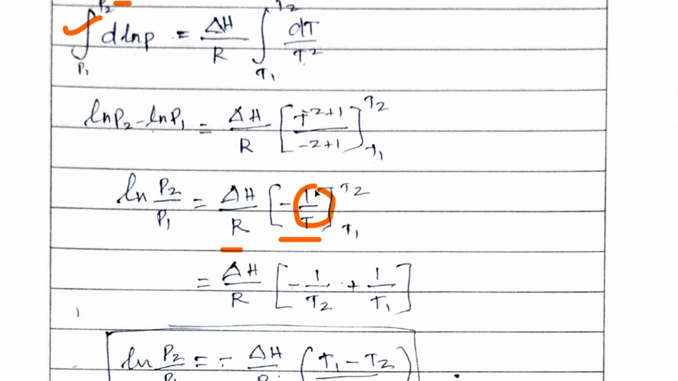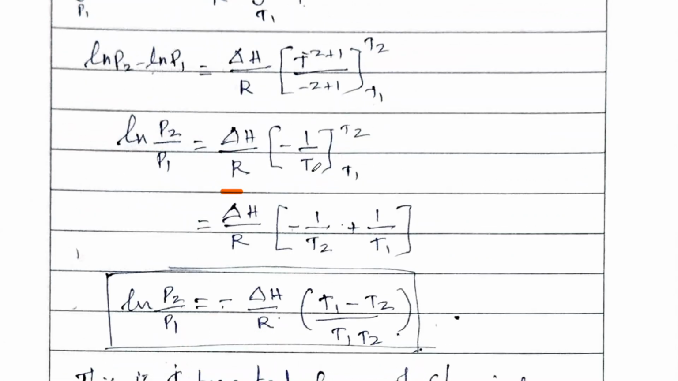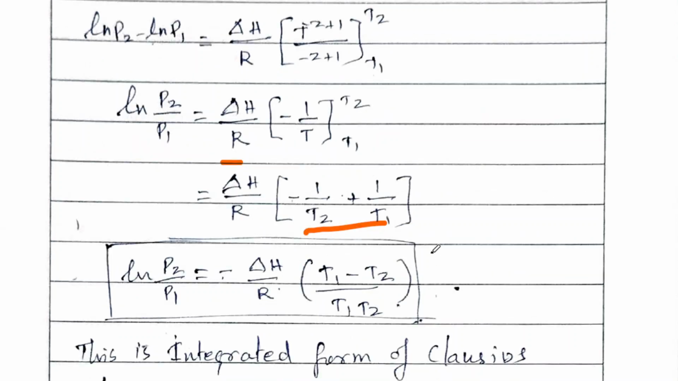When you apply the upper limit minus the lower limit, you get this 1 by T2. First we apply the upper limit, here it is minus 1 by T2, and therefore I write minus 1 by T2. In integration there is a minus, upper limit minus lower limit, and that minus and this minus multiplied change into plus, and therefore it is 1 by T1, that is the lower limit.